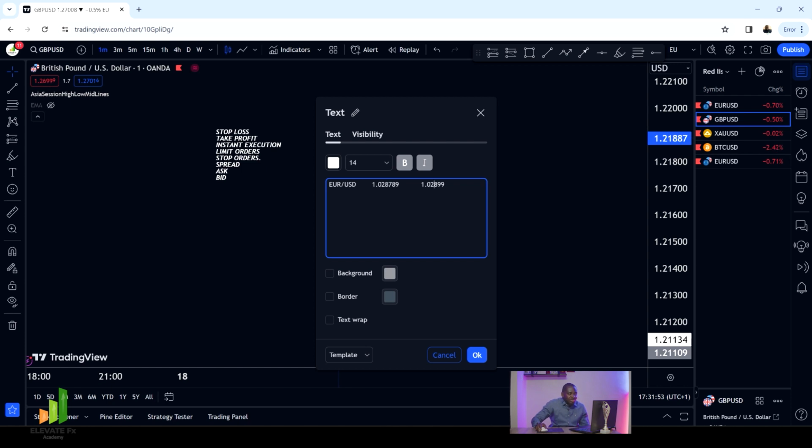Now the difference between these two is the spread. Let's go ahead and look at the difference between these two. We have 1.02789 and 1.02899. If we do a little maths, let's do this together. You would have 899 subtracting 789. So that's about 111. Yes, that's 11 pips, an 11 pip spread.